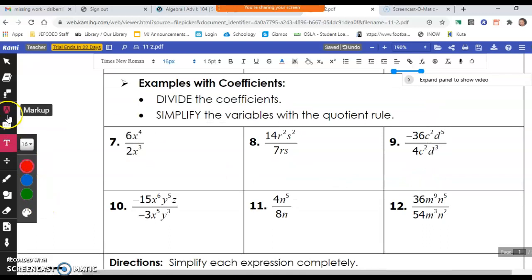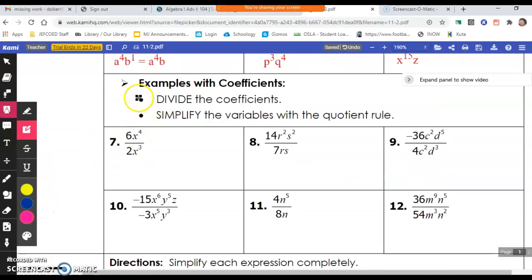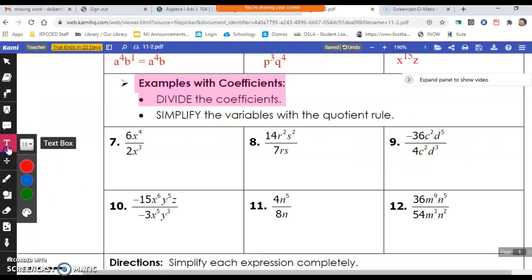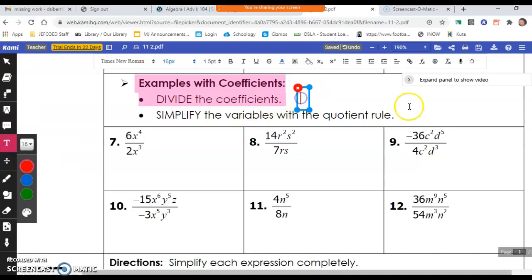All right. Now we're going to look at situations where we have coefficients, or the numbers that we're multiplying by. The first thing it says is divide the coefficients. We are going to divide the coefficients if they divide evenly. But we're also going to add just a little bit to this. So with your text box, we're going to add: one, divide the coefficients if they divide evenly.